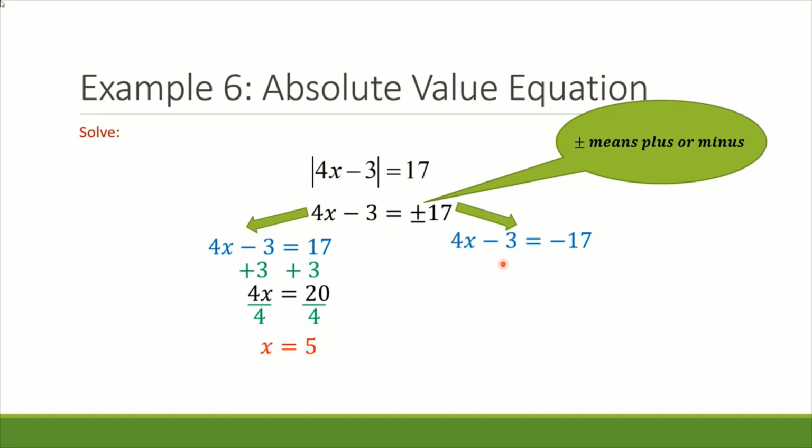Over here I'm going to add 3 to both sides, like over there. So the 3's cancel. That would be 4x equals negative 14. Then you're going to divide both sides by 4. So you get x equals, and we're going to simplify this. So 2 goes into both of those evenly. So that's how we got negative 7 halves. Now we started with, it could either be this equation or that equation. So it's either 5 or negative 7 halves.